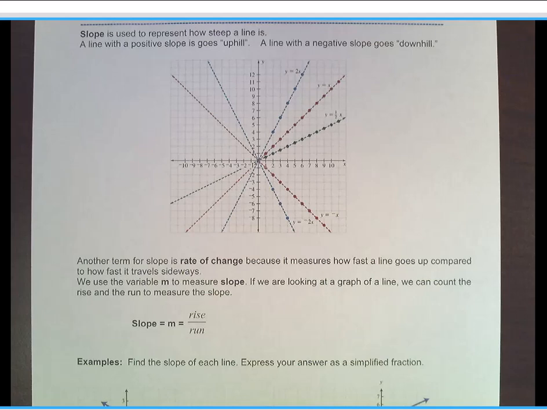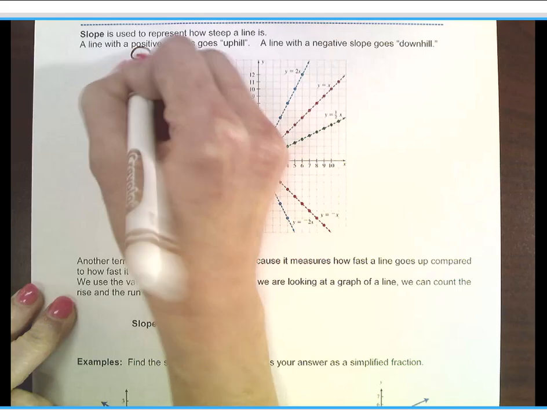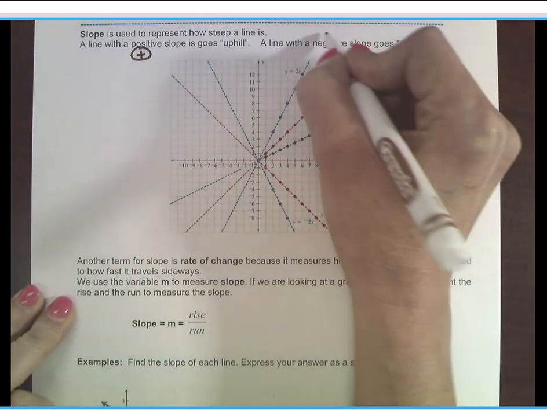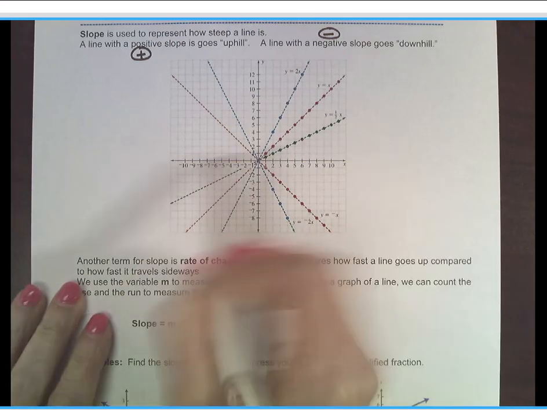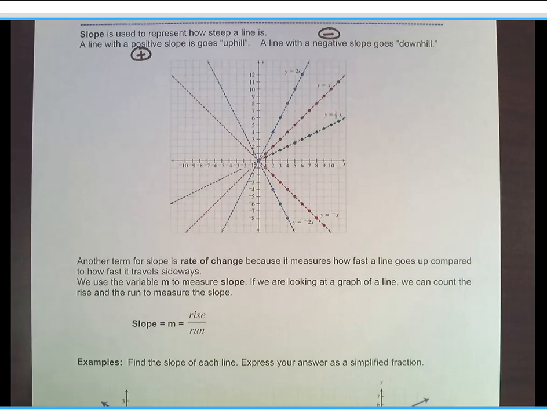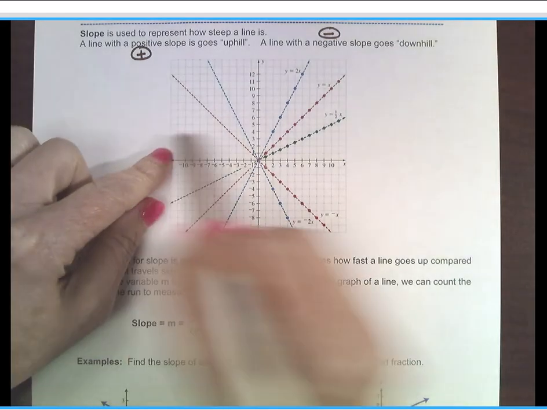One thing you need to know intuitively is that if a line has a positive slope, it's going to look like the line is going uphill. So positive slopes are going to look like they're going uphill, and negative slopes are going to look like they're going downhill. It depends on if you read the graph from left to right or right to left. The proper way to read graphs is always from left to right.